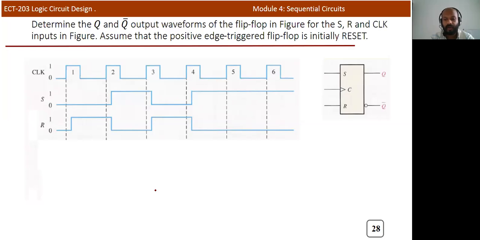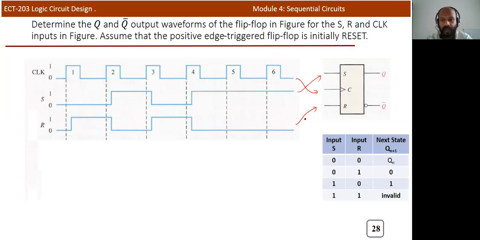Now we can discuss the output for a particular waveform. Consider that the clock signal is applied here, and the S input is here, and the R input is here. So 2 or 3 waveforms are given. We need to find out the Q and Q bar output. We know this is the truth table of the SR flip-flop, and we need to verify the rising edges of the clock because it's a positive edge triggered clock in SR flip-flops. So this is positive edge triggered. Now we need to assume that initially the Q output is 0. Now we need to verify the output.